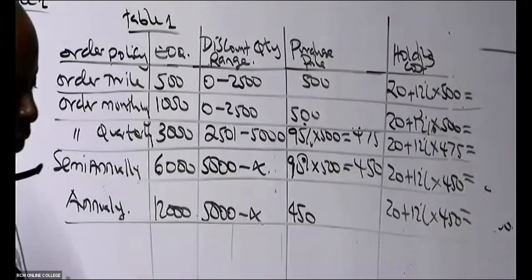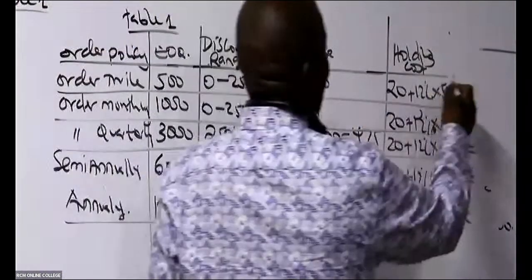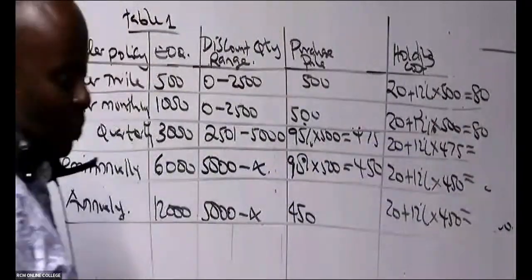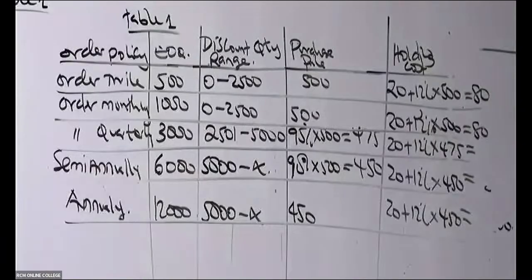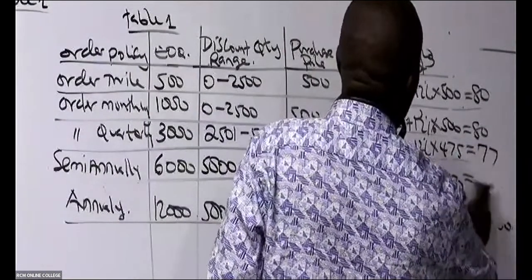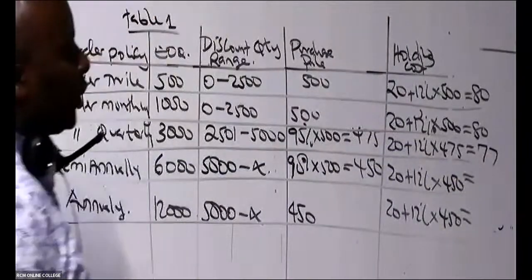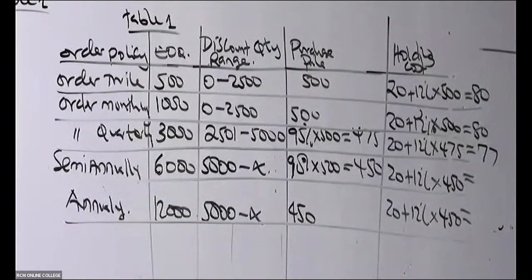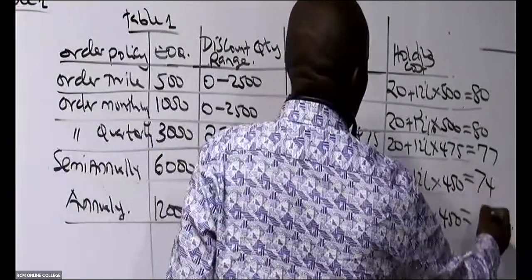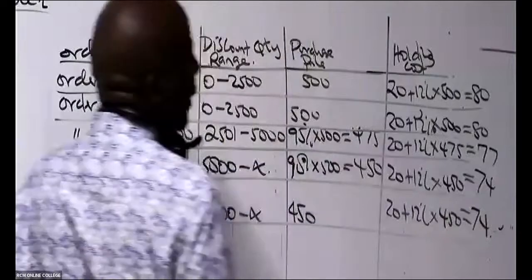Shayla gives me the first one is 80. Thank you so much. So even the second one will be 80. How about the third one? 77. And then the last one, 74. So then this will be 74 and this will be 74, like that.